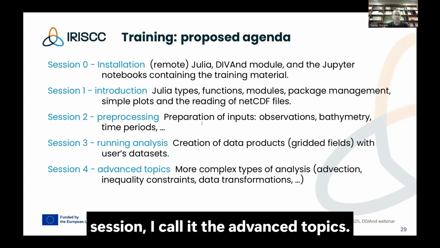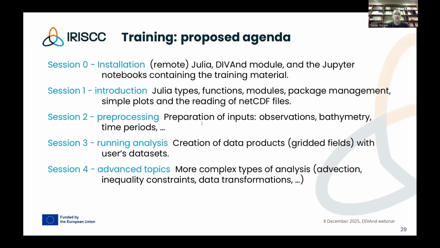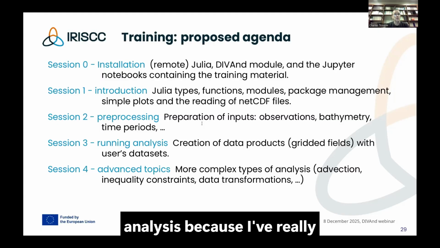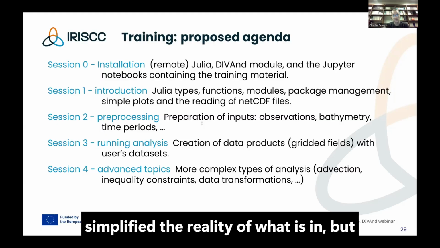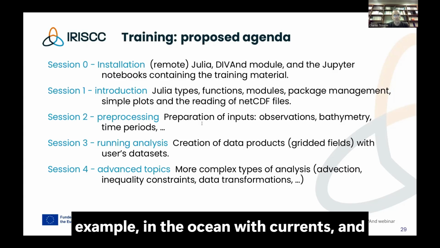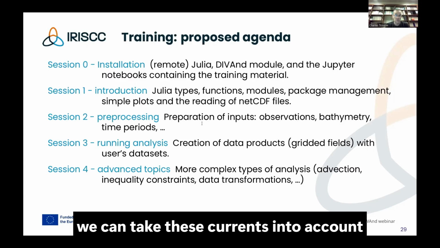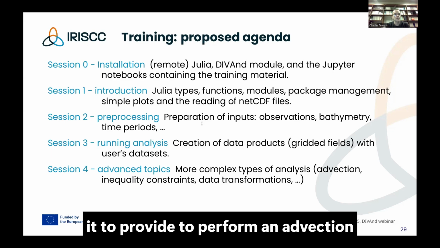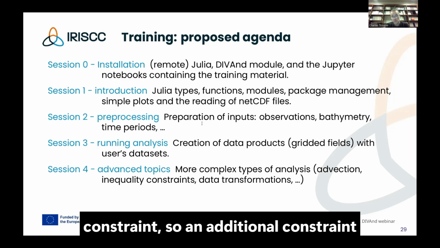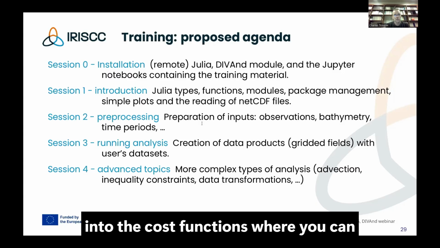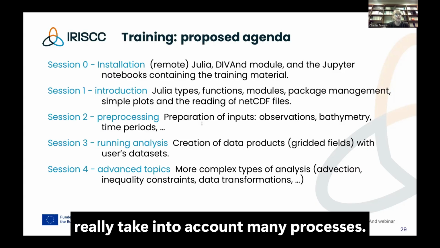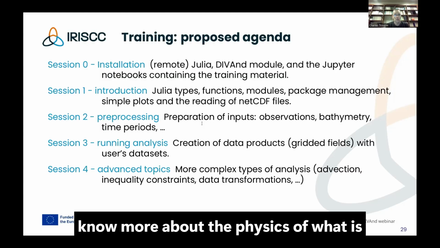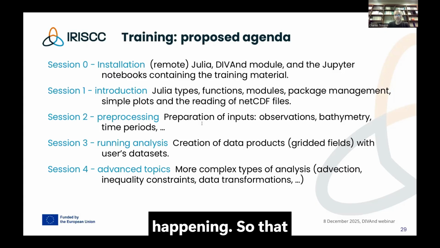And we have a final session, I call it the advanced topics. It contains complex types of analysis, because I've really simplified the reality of what is in DIVA-ND, but you can add some constraints. For example, in the ocean, we have currents, and we can take these currents into account during the interpolation. We can use it to perform an advection constraint, so an additional constraint in the cost function, so we can really take into account many processes in the ocean or the atmosphere, if we know more about the physics of what is happening.